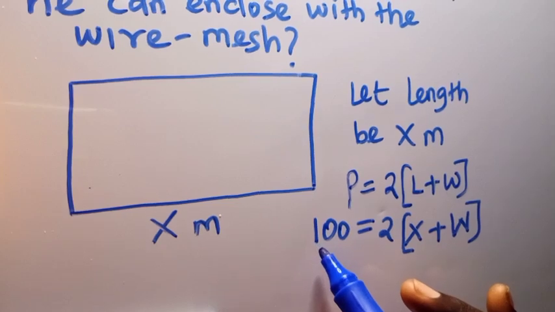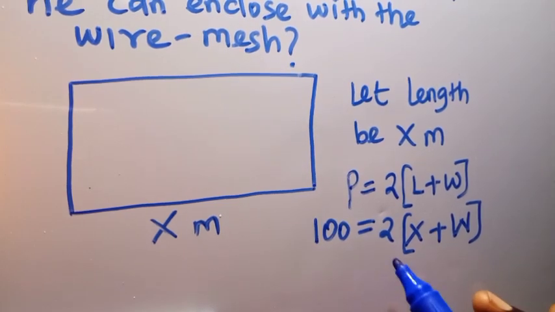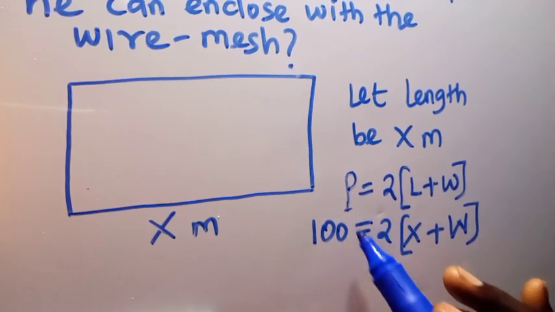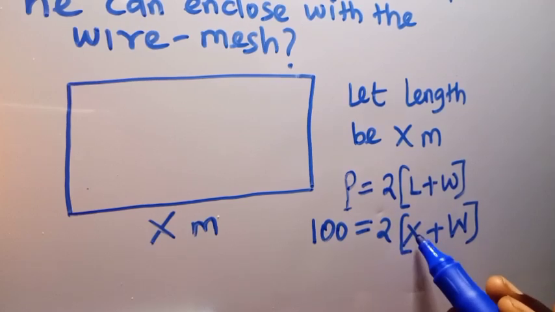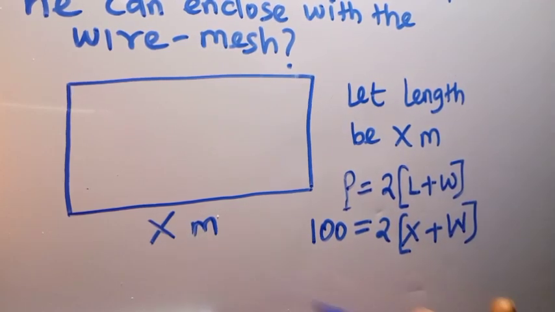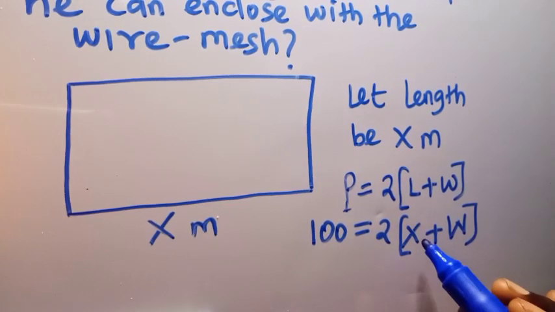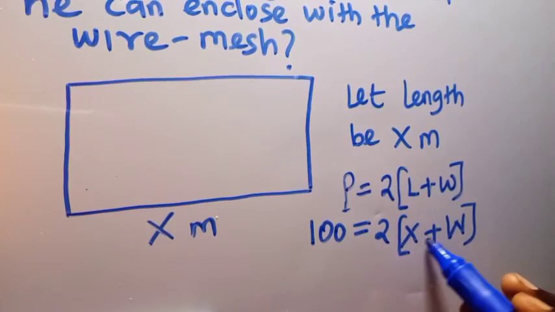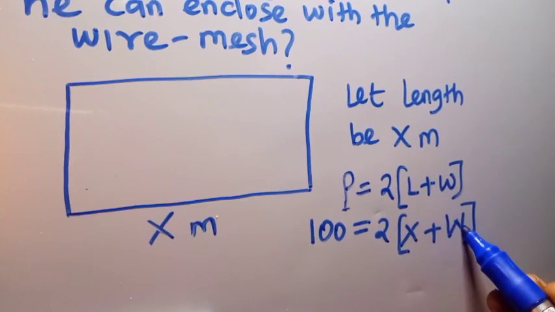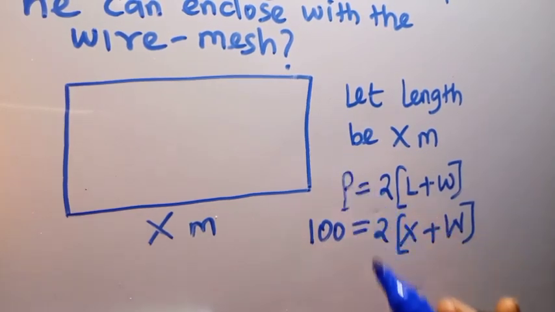Now, the length of the wire mesh is 100 meters, which is the perimeter, equals 2 times length. Instead of length, we substitute with x because we had let our length to be x meters. So it will be 2 times (x plus w). w is our width. We don't know our width. Now, we need to know it.